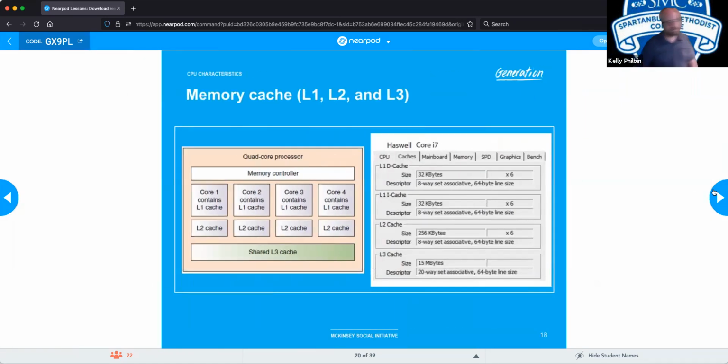So here we go. Here is a graphical representation of the L1, L2, and L3 cache that is drawn out much nicer than I did myself. So you can kind of see where you have each of the 4 cores. You have the memory controller here, which tells where the information needs to go. And it is broken out into your 4 cores.